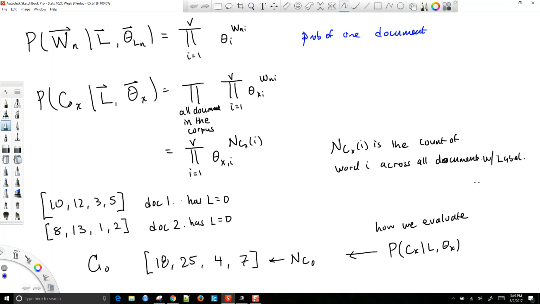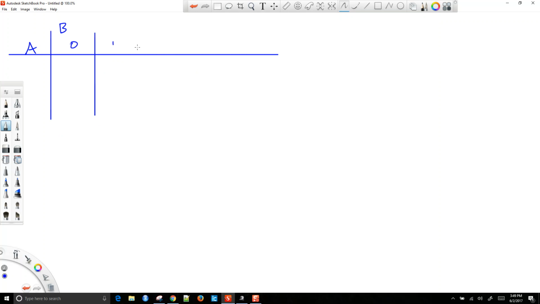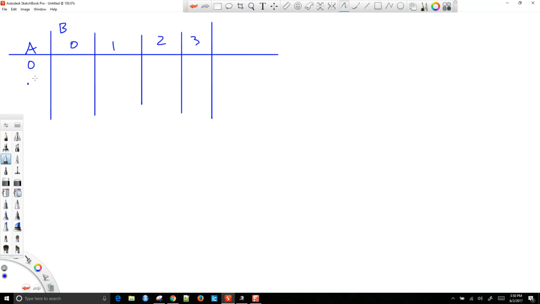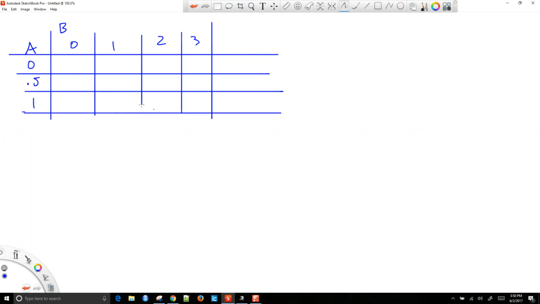But it's basically, let me just talk about this concept of integrating something out. Let's say we have a joint distribution between A and B, okay? Variable B can take on the values 0, 1, 2, and 3, and variable A, let's say, can take on the values 0, 0.5, and 1. So you have some kind of joint distribution here, and maybe we have 0.05, 0.06.